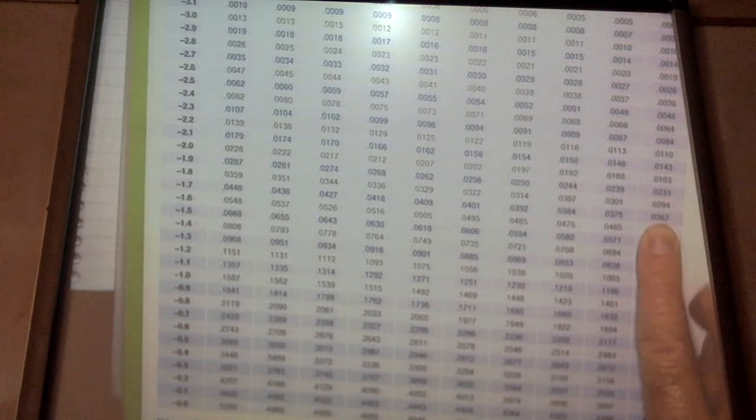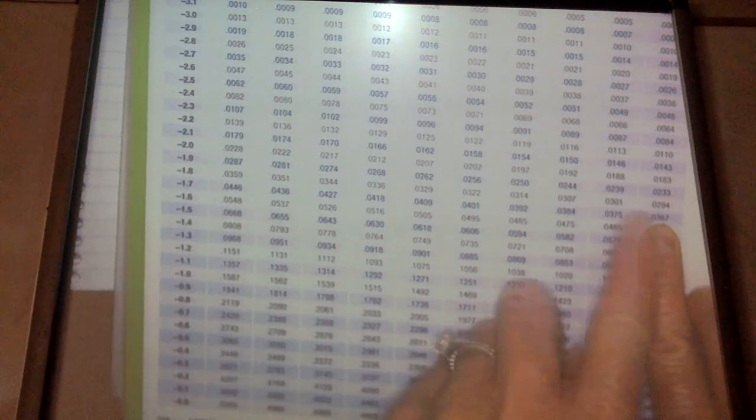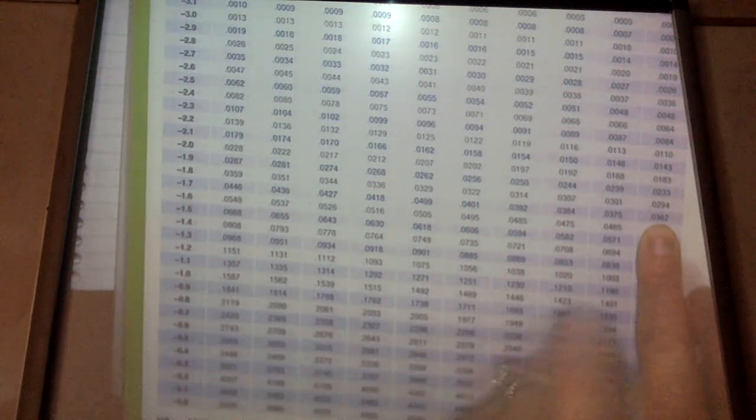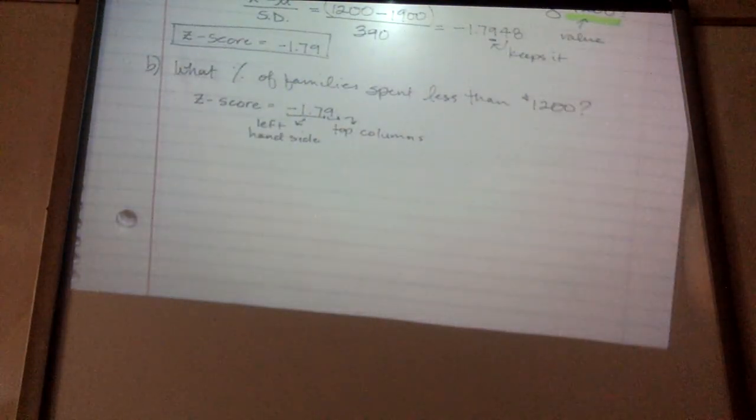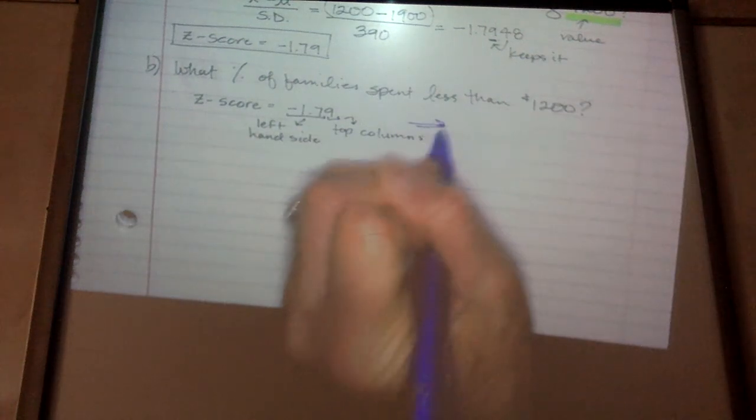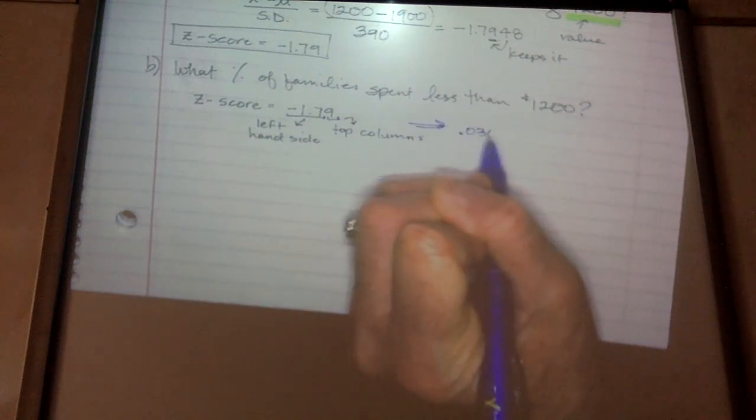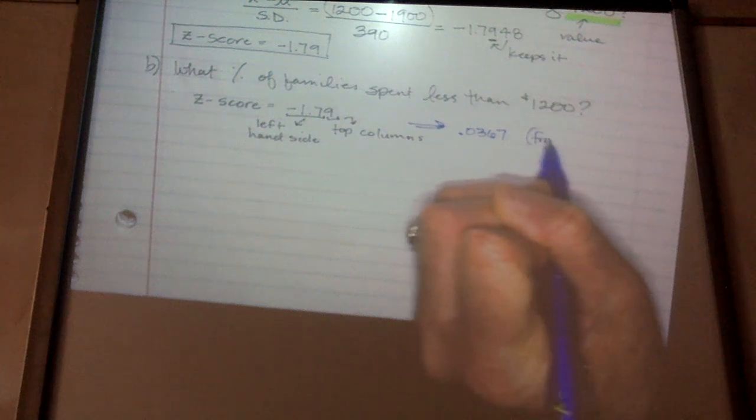0.0367. That is where, if I look to the left, negative 1.7. If I look above, is 0.09. So I'm going to write that value down. And I get 0.0367 from Appendix A.